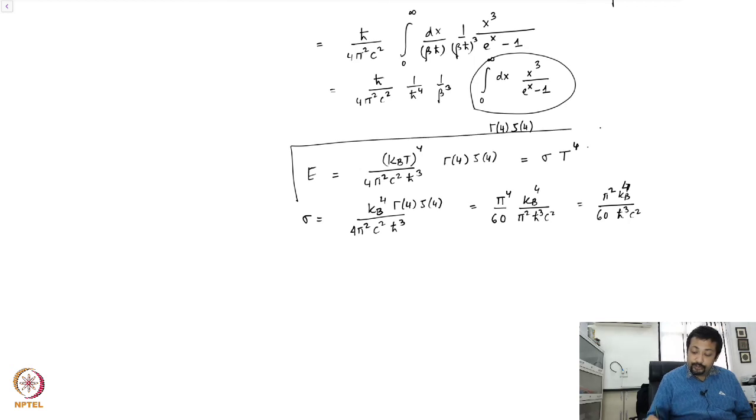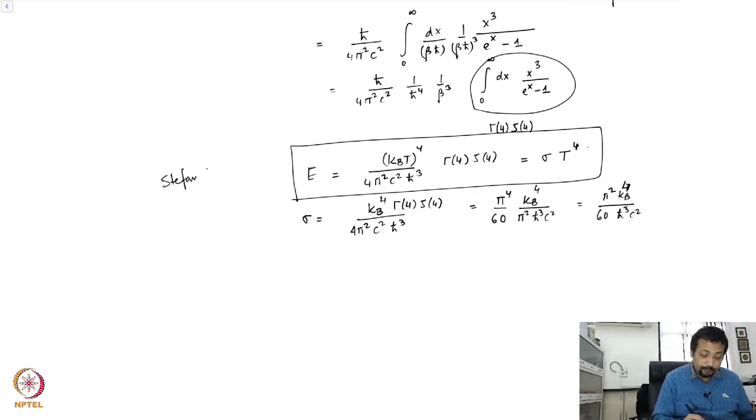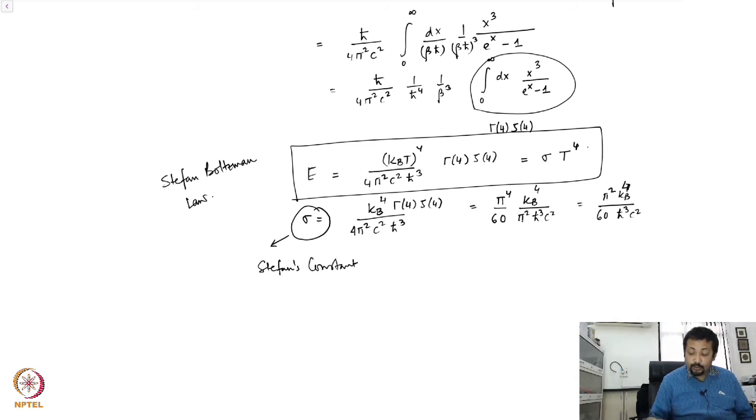This law that you see over here is called the Stefan-Boltzmann law, and this constant is called Stefan's constant. One can plug in the values of kB, h bar and c to determine its value.